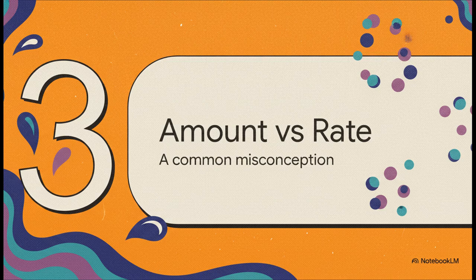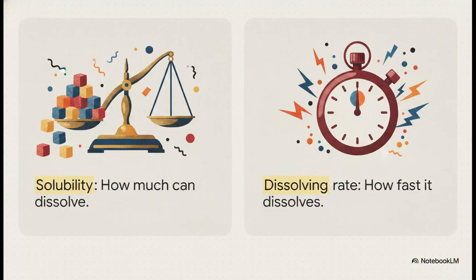All right, part 3, solubility versus dissolving rate. This is actually a super common misconception. We have to strictly separate the amount of a solute that a solvent can hold from the speed at which that solute actually breaks down. Solubility is all about capacity. It's the absolute maximum limit of how much solute can fit into the solvent before it just gives up and starts piling up at the bottom. Dissolving rate, on the other hand, is basically just a stopwatch. It's simply how fast the process happens.